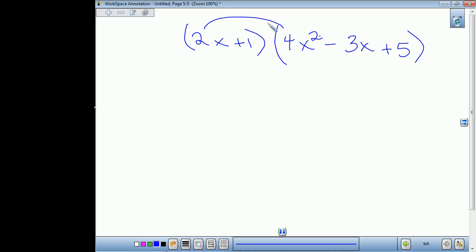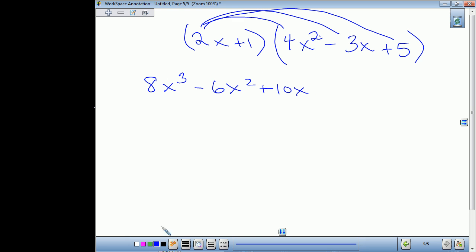Okay, so we distribute that first one through, but it has to get multiplied times 3 things. So 2x times 4x squared makes 8x to the third. And then 2x times a negative 3x: positive 2 times negative 3 makes negative 6, and x times x is x squared. 2x times a positive 5 is a positive 10x.